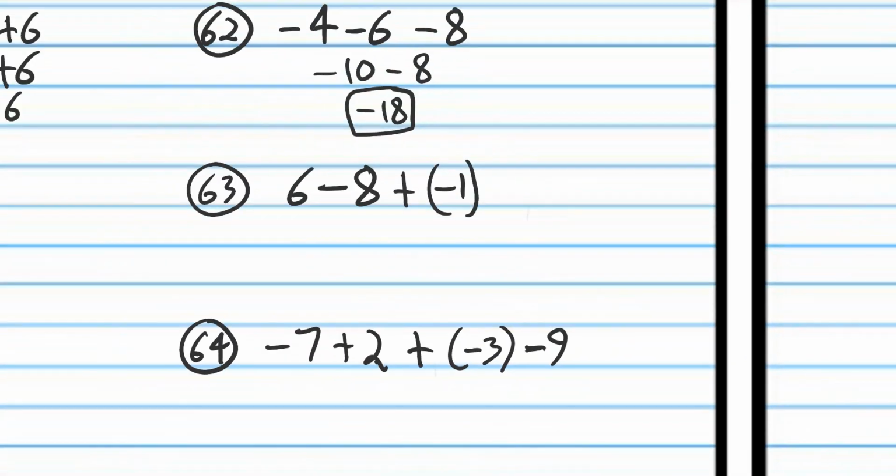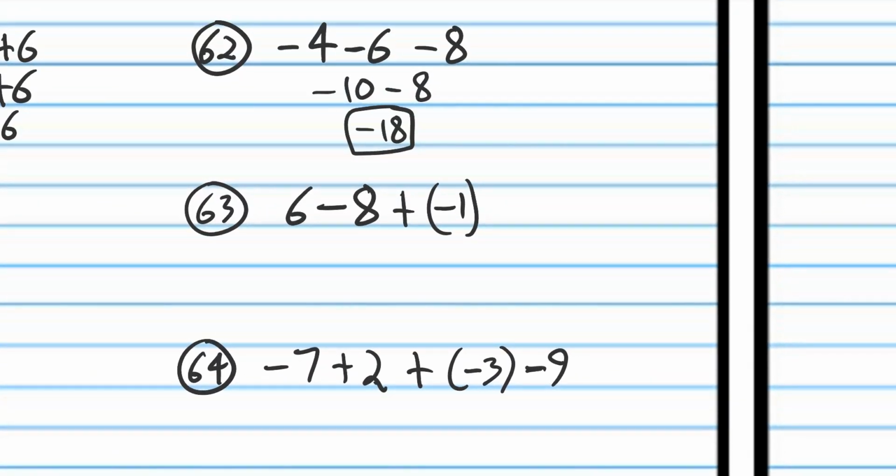Attempt 63, and when you come back, we'll do it together. All right, we're back. 6 minus 8 is negative 2. Negative 2 plus negative 1 is negative 3. So if you got negative 3, good job.